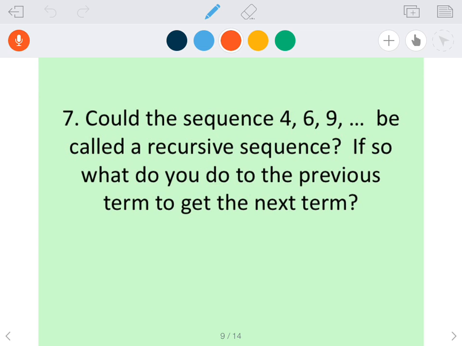Number 7. Could the sequence 4, 6, 9 be called a recursive sequence? If so, what do you do to the previous term to get the next term?